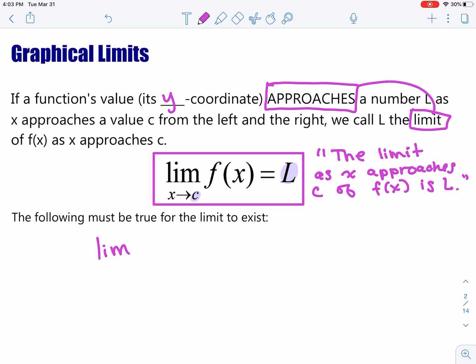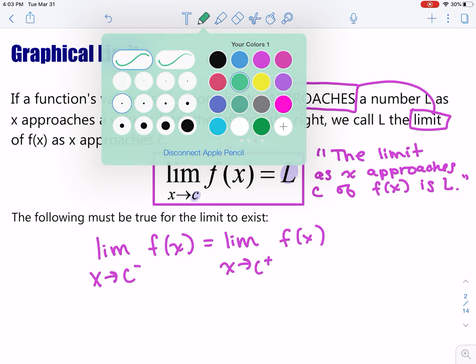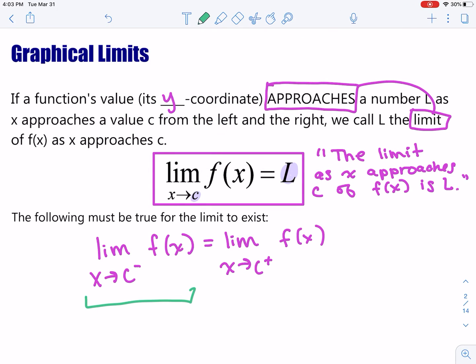The limit as x approaches c from the left-hand side, which we denote with a little minus superscript, of f of x, has to be equal to the limit as x approaches c from the right-hand side. You may have seen this notation before as well, but let's put these in our notes and make a note to ourselves that this is the left-hand limit, and this is the right-hand limit.